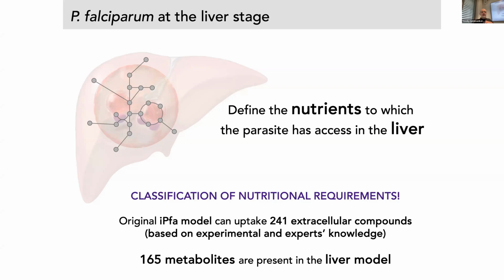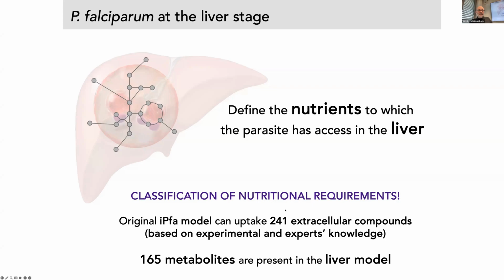However, based on experimental and expert knowledge, and a lot of discussion with our collaborators who were experts in this field, we said, okay, these are the possible 241 extracellular compounds, out of the thousands of metabolites in the human cell, that can potentially be taken up or transported by different mechanisms into the cell.